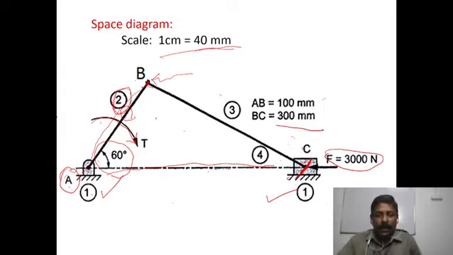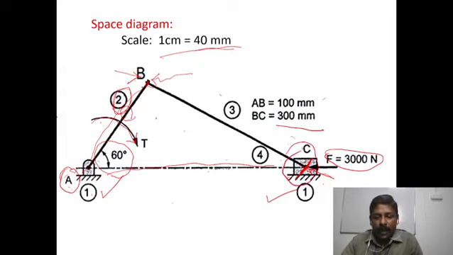Next, if you come to this cutting rod, it is subjected to 2 forces. From link 2, one force is acting on link 3, and from link 4, one force is acting on the link 3. So it is subjected to 2 forces.